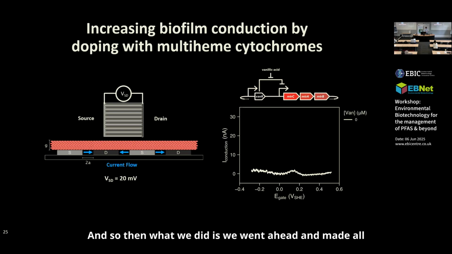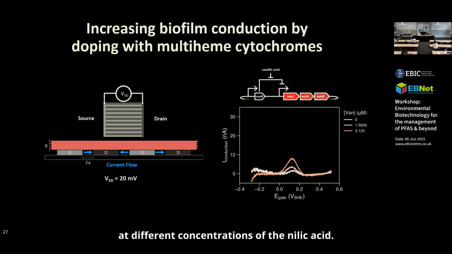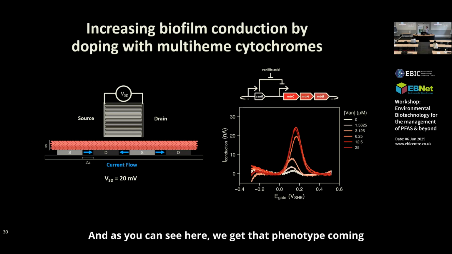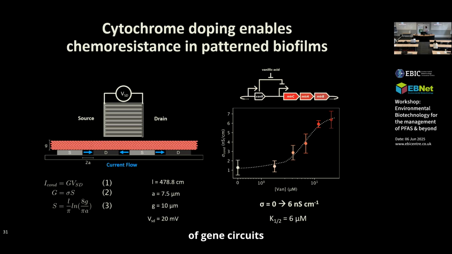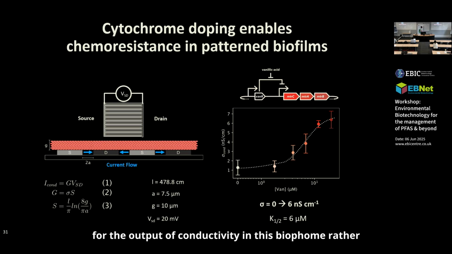And so then what we did is we went ahead and made all these measurements at different concentrations of vanillic acid. And as you can see here, we get that phenotype coming right back, where they look a lot like the wild type here, and it's in a chemical dependent manner as far as the magnitude of the currents that we're getting out. And so what we can end up doing here is look at sort of the Hill function or the transfer function, if you were thinking about this as someone who does a lot of gene circuits, for the output of conductivity in this biofilm rather than fluorescence.